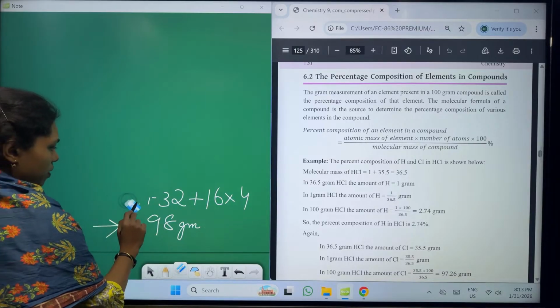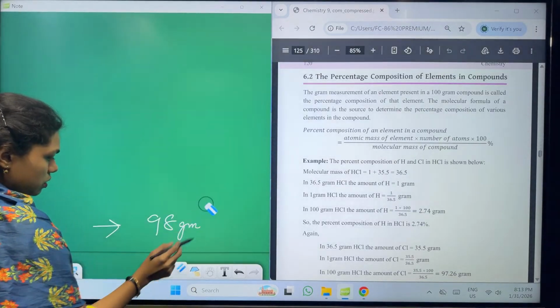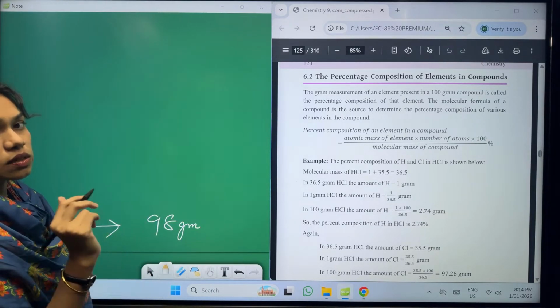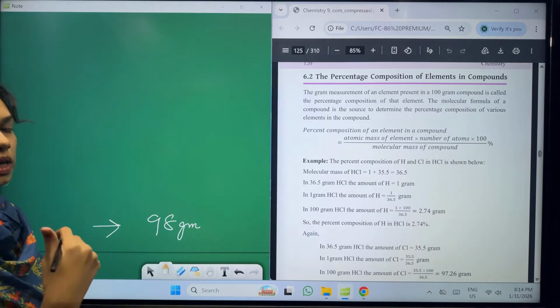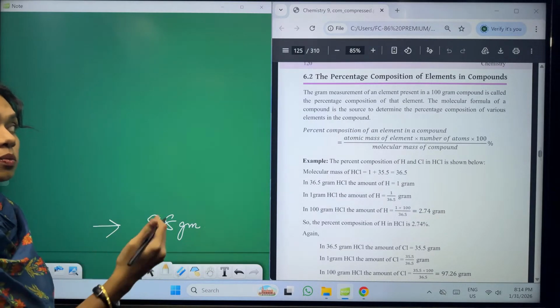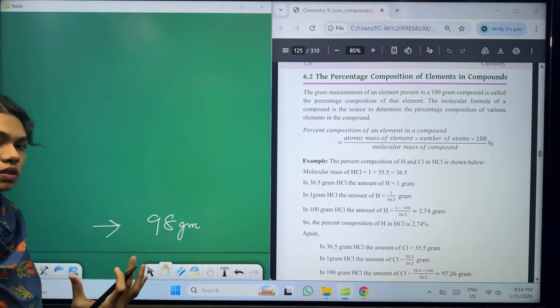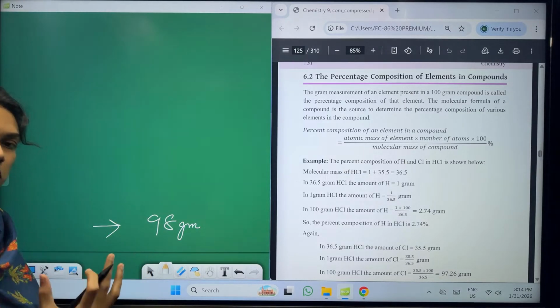So I'm going to write the formula for percentage composition. What is the percentage composition of an element in a compound? So what is the compound here? The compound here is H2SO4 or sulfuric acid. So I'm going to calculate the percentage composition of each and every element that constitutes this compound, like for hydrogen, for sulfur, and for oxygen.